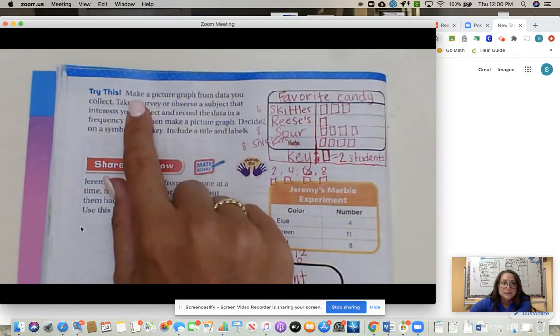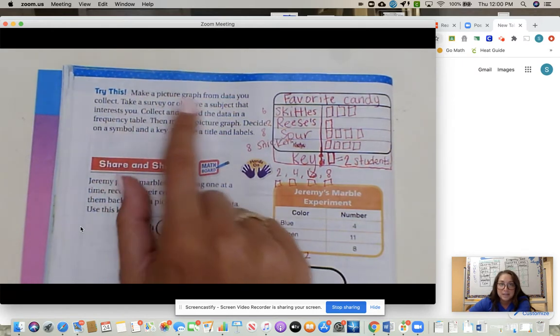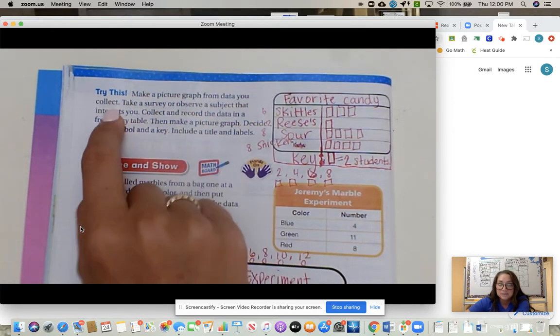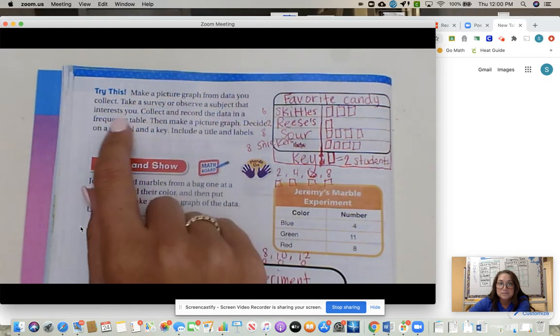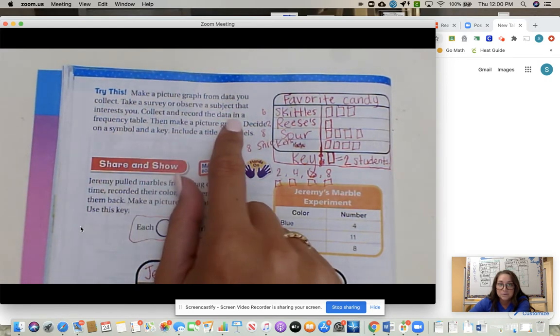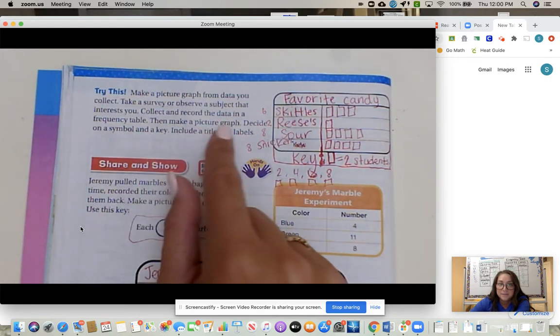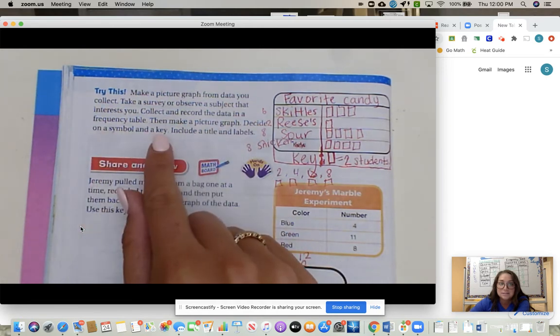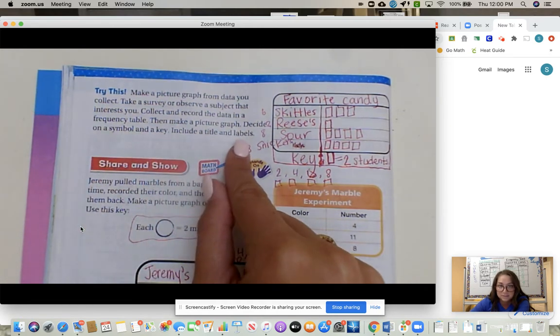Try this. Make a picture graph from data you collect. Data is numbers. Take a survey or observe a subject that interests you. Collect and record the data in a frequency table. Then make a picture graph. Decide on a symbol and a key. Include a title and labels.